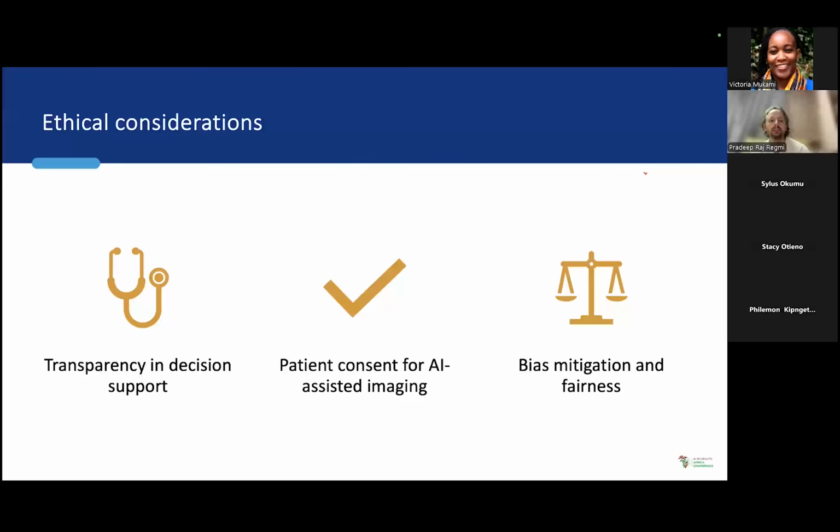So ethical considerations are there. There is transparency in decision support, and patient consent for AI-assisted imaging. So patient consent should be there, and bias and fairness should be addressed through explainable AI.